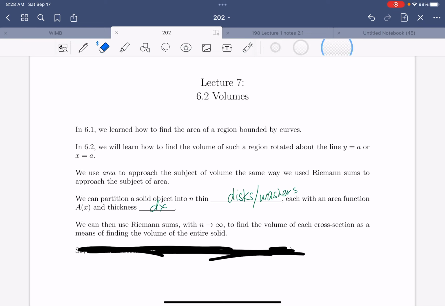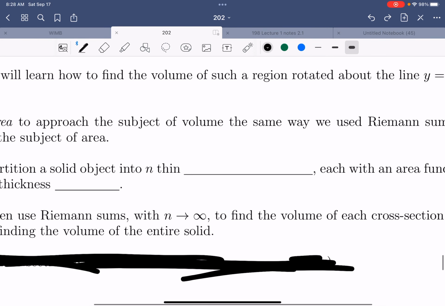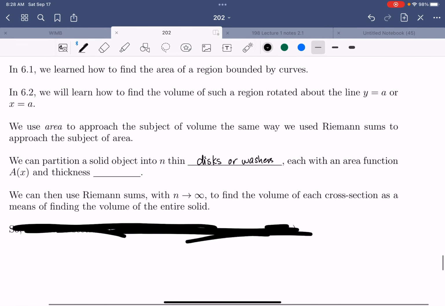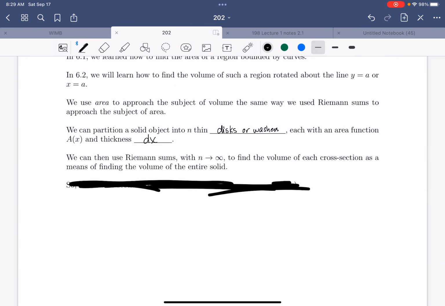And you can see I filled a little bit of this in, but I'll show it to you in a second. But what we're going to be thinking about is that if you have a solid of revolution, you can slice it into thin either discs or washers here. And I'm going to show you this in a second. So discs or washers, each with an area function A of x. So we're going to find the area of that space. And it has a thickness, right? We're going to call that our dx. And then what happens is we cut them so tiny that we take infinitely many of them, just like we did with our area and our rectangles, to find the volume of the cross section, okay?